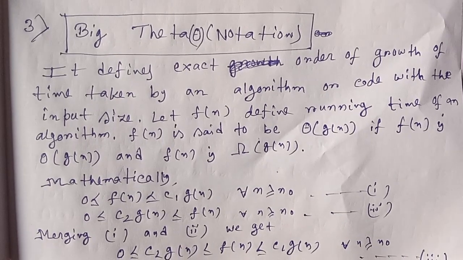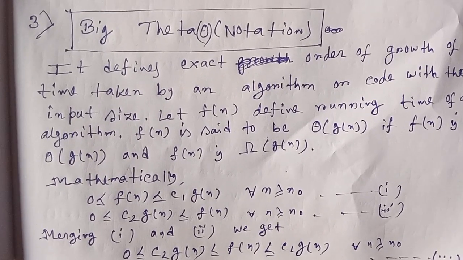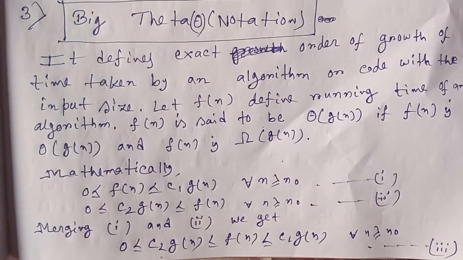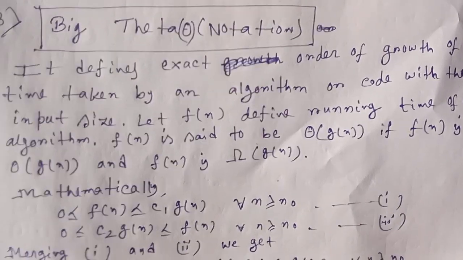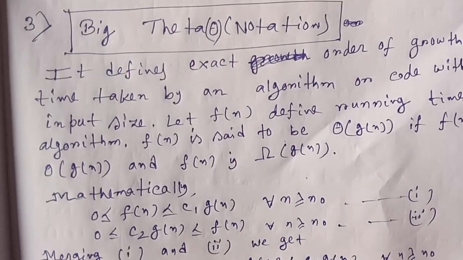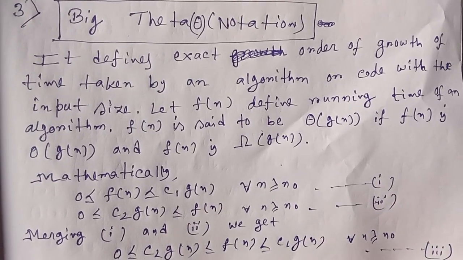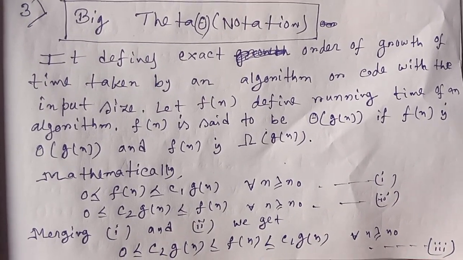Hello dear students, in today's lecture we will study big theta notation. Previously we have studied big O notation and big omega notation for time complexity and space complexity, and now comes the big theta notation. Big theta notation, or simply theta, defines the exact order of growth of time taken by an algorithm or code with the input size.